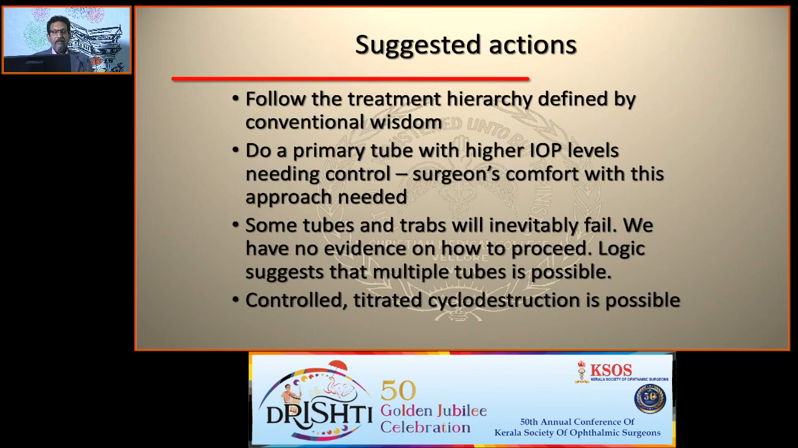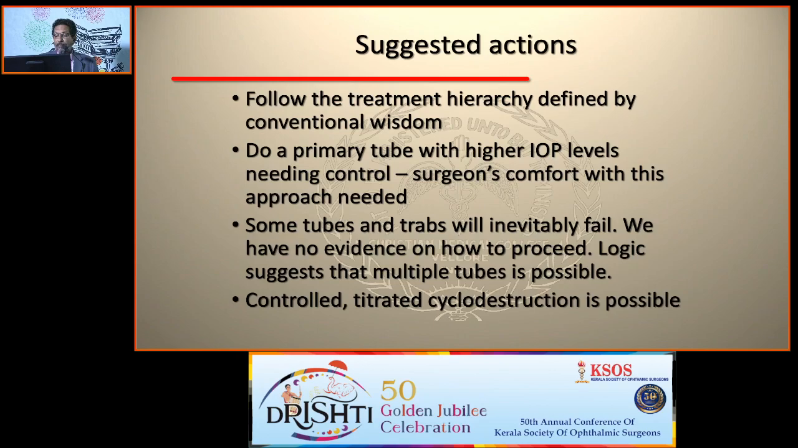But in our current state, I would suggest that it's better for us to follow our treatment hierarchy as defined by the conventional wisdom of many glaucoma specialists over several years. I would say do a primary tube with higher IOP levels needing control, and a lot of this depends on the surgeon's own comfort with what approach he uses.